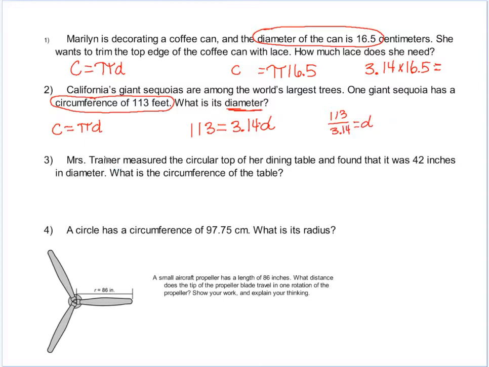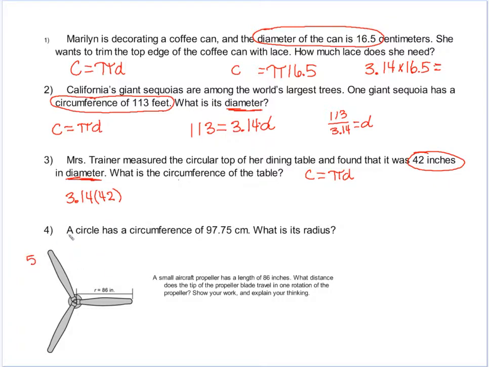Okay, look at number 3. Mrs. Trainer measured the circular top of her dining room table and found that it was 42 inches in diameter. What is its circumference? Okay, we're given the diameter, we've got to find the circumference. Circumference is pi times d. We're using 3.14 times 42 inches.